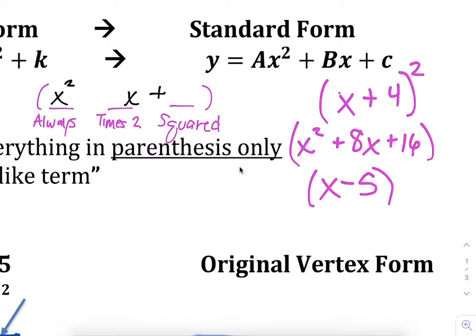Okay? Now, it looks very similar if you have a minus sign. Again, we're always going to start with x squared. We're going to do times 2. So if I take a negative 5 and I multiply it times 2, I get a negative 10, and I put an x with that.